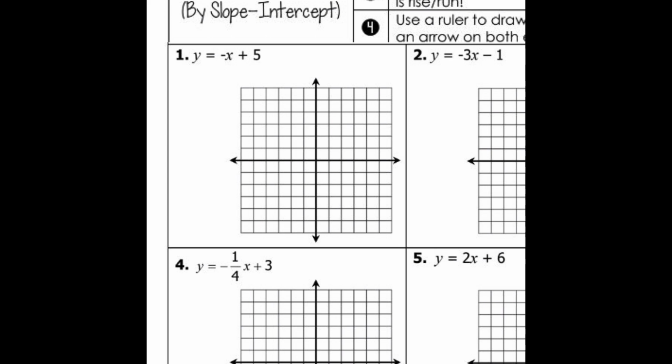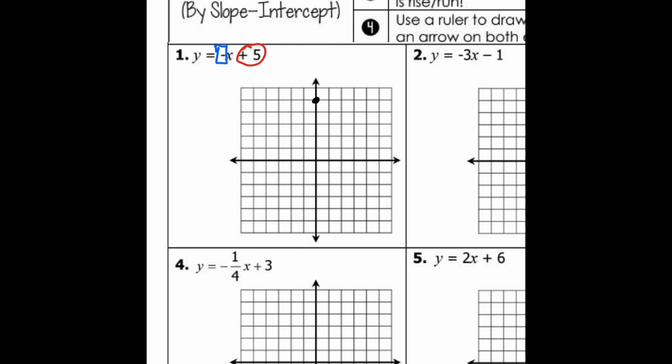So number 1, our y-intercept is going to be 5. It's what's on the end of the equation, and this is where I'm always going to start. I'm always going to start wherever my y-intercept is. So I'm going to start at the origin here. I'm going to count up 1, 2, 3, 4, 5, and I'm going to put a dot on that spot.